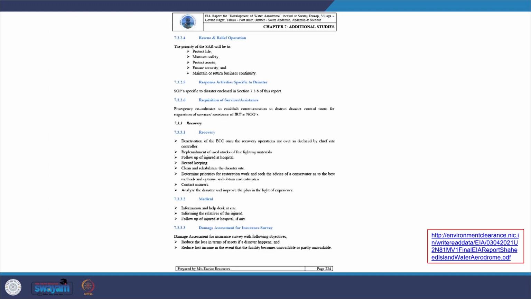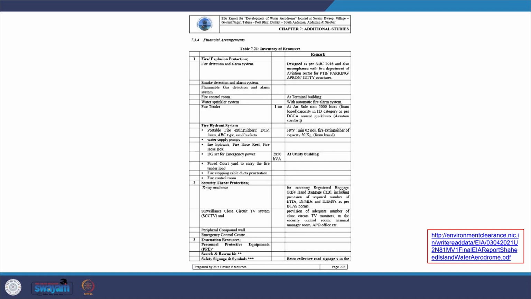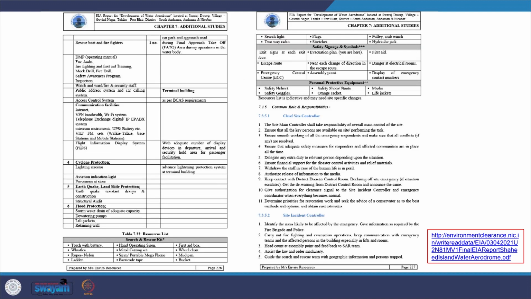And then you also see what kind of rescue and relief operation will be taking place, response activities specific to the disaster, and what kind of services and support they are going to offer, and what kind of recovery plan they would have, what kind of medical assistance, and what kind of insurance they would offer. So all the inventory of the resources, what kind of financial arrangements are made for all that has been given in detail here. So you can see that here. And what kind of common roles and responsibilities they would take. So all that has been mentioned here in any kind of risk.